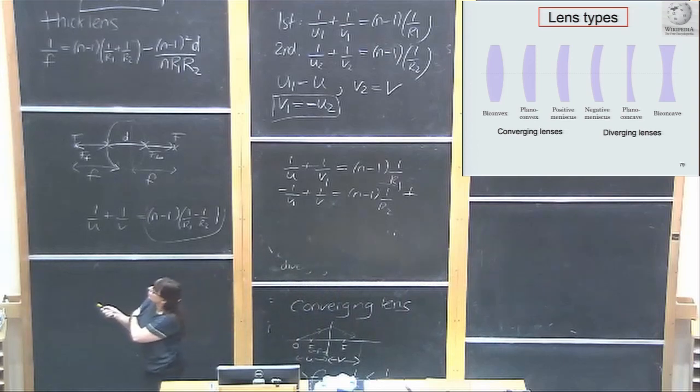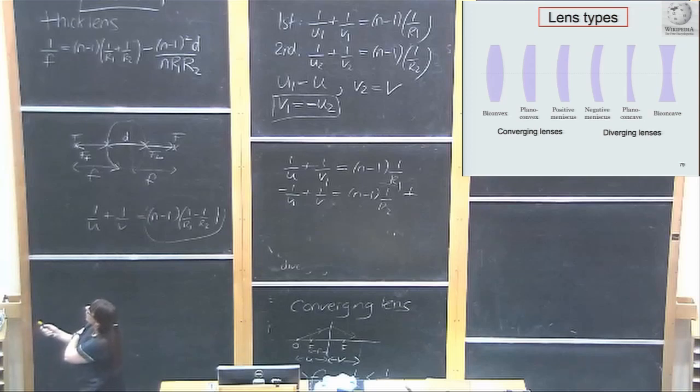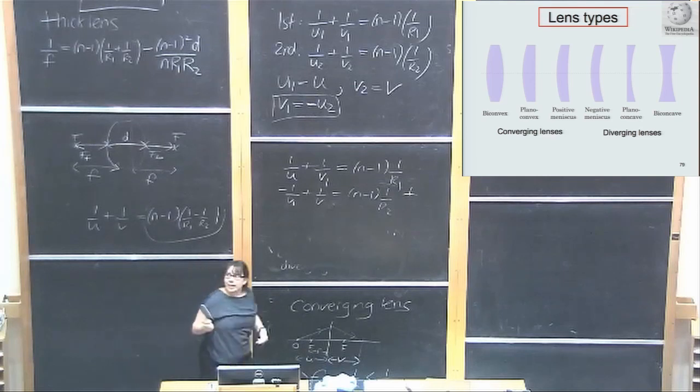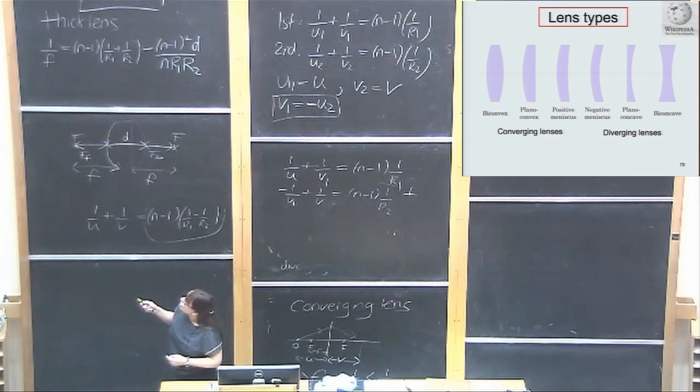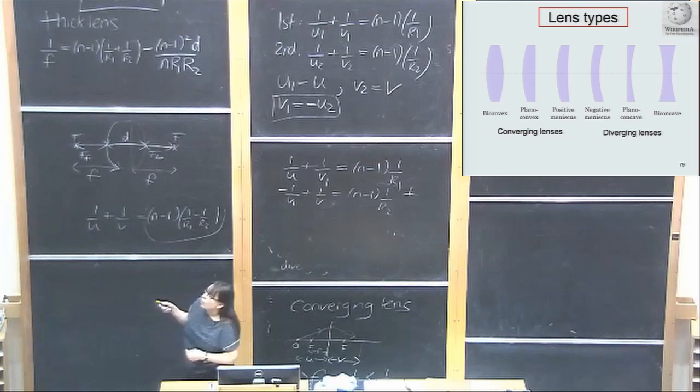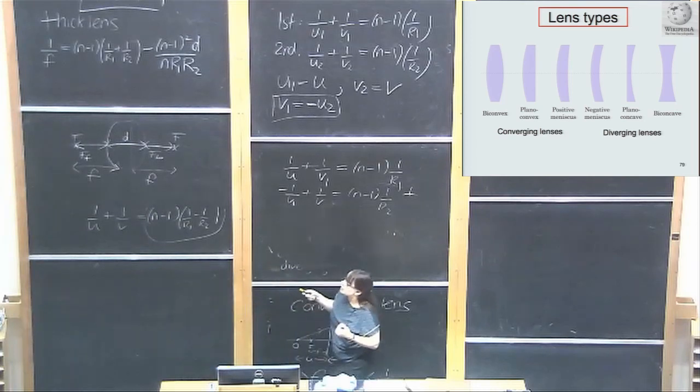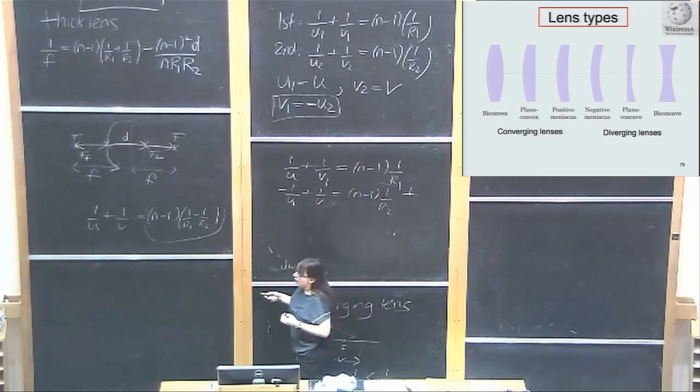Obviously, you'll be very familiar with the biconvex, and that's what we've been drawing mostly. There's the biconcave as well. We've just been talking about the plano-convex, and also there's the plano-concave. And then these two, you may or may not have come across these. If you wear glasses or spectacles, these are very likely the kind of lenses that you have in your glasses.